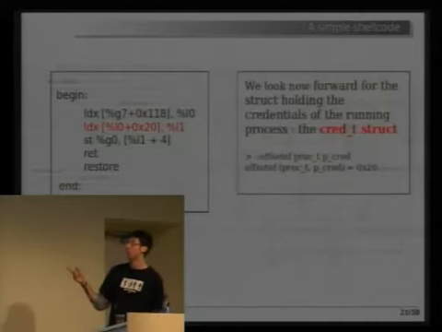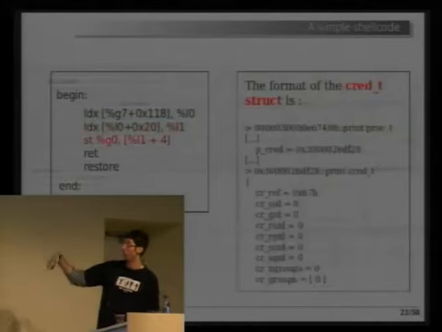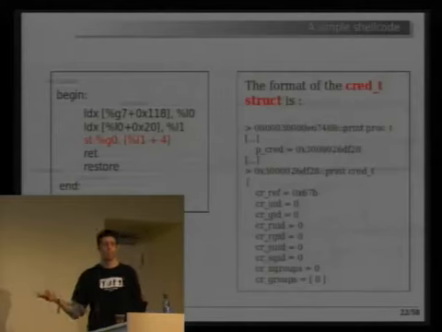The second instruction we do is going to the credential struct, which is the one which will hold all the information about your UID. This is an example of a credential struct which is already 0.